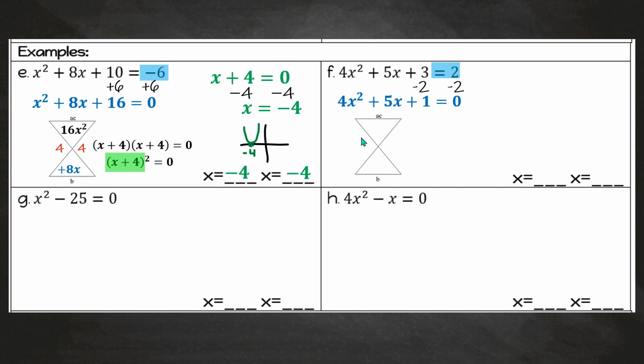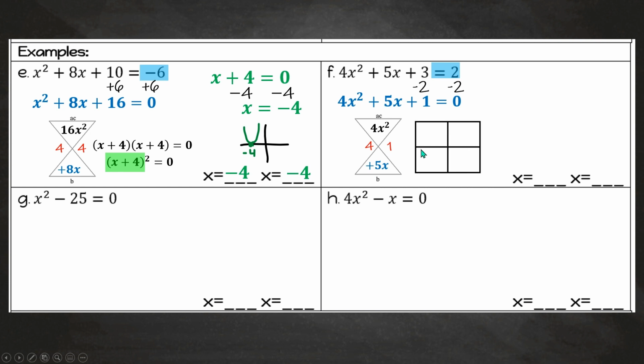I'm again going to use my hourglass to try to find my factors. So I have my a times my c in the top, 4x squared, and I have a positive 5x in the bottom. So what two numbers multiply to give me 4x squared and add together to give me a 5x? Well, that's 4 and 1.